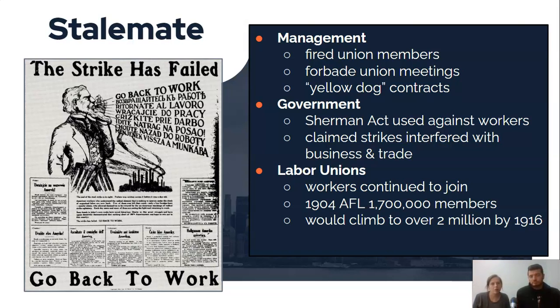And then, of course, labor unions. Workers do continue to join labor unions. We see more labor unions pop up. In 1904, the AFL has 1,700,000 members. It climbs to over 2 million by 1916, which is pretty quick.